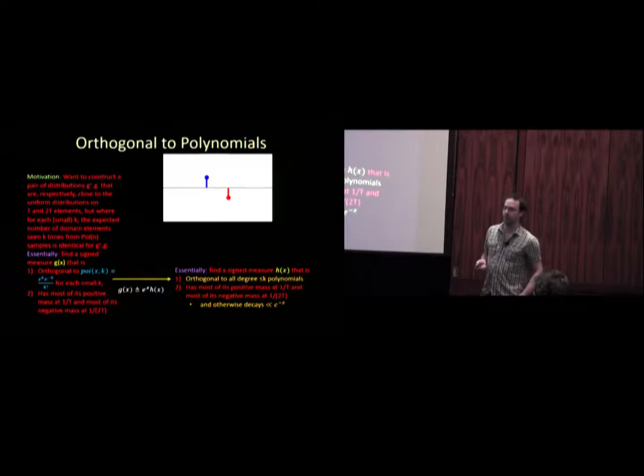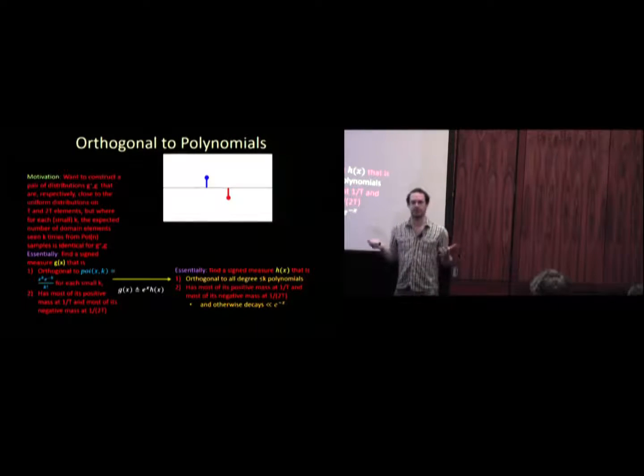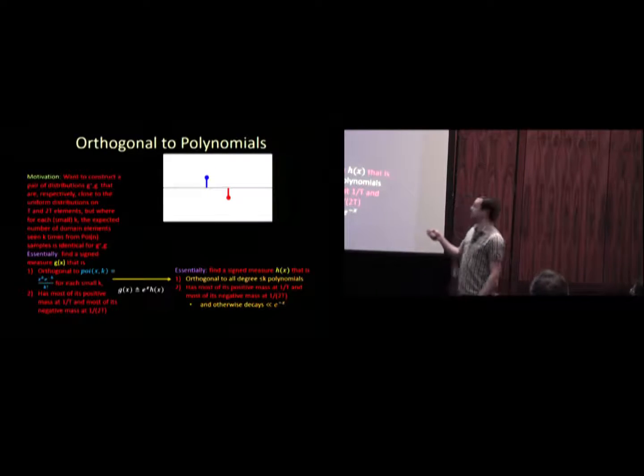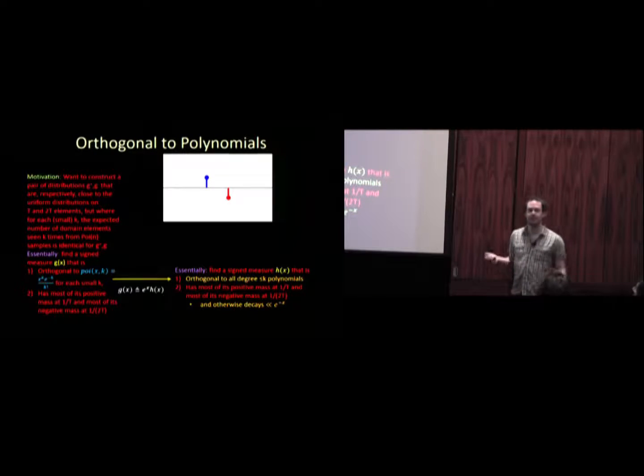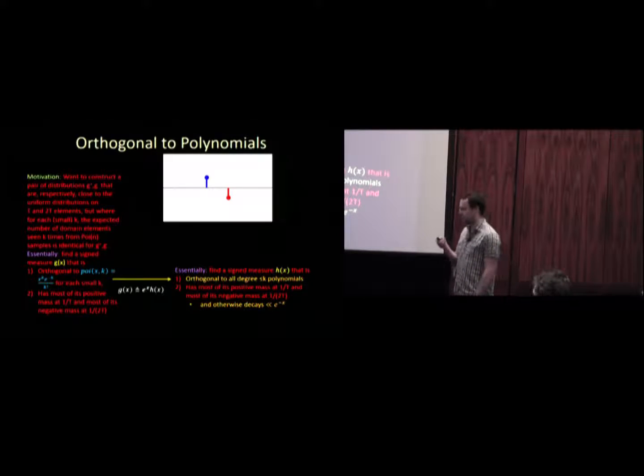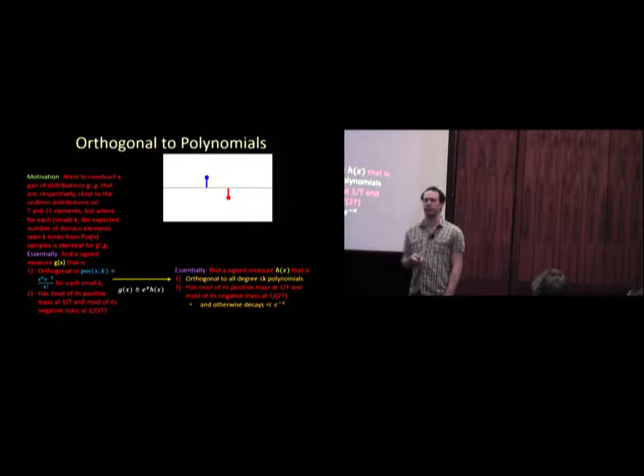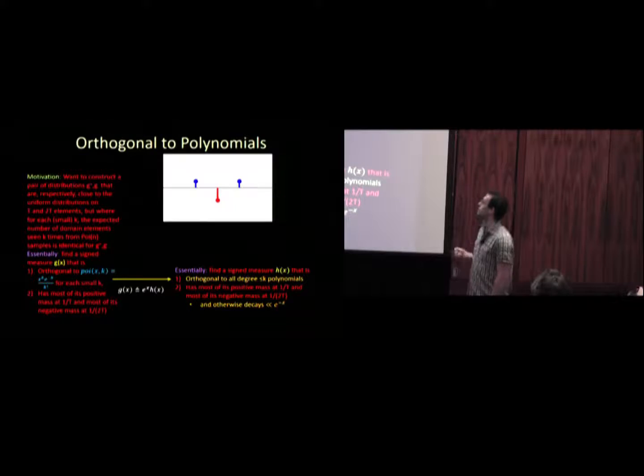So for our simplest example, consider this thing, which has 1 mass at this point, negative 1 mass at this point. This is orthogonal to the constant functions. Its average value is 0. This means that if you just integrate it times the constant function, it will be 0. Very simple. Nothing fancy going on here at all. Okay, orthogonal to linear functions. Let's take one step up.